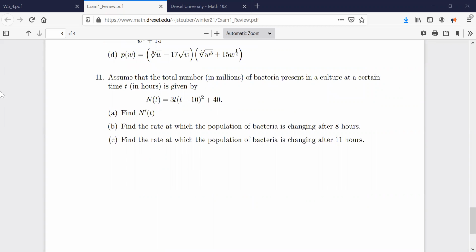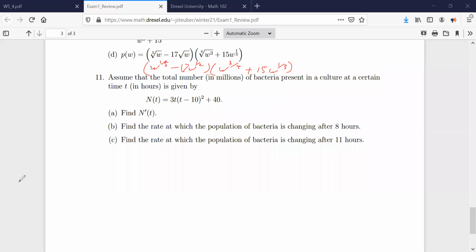And now this guy right here is just going to be a product rule. That's going to be the easiest way to do it. But first, I'm going to convert these guys into w to the 1/5 minus 17 w to the 1/2. That's all times w to the 3/4 plus 15 w to the 1/3. Cool. And now I can just do the derivative of this guy.